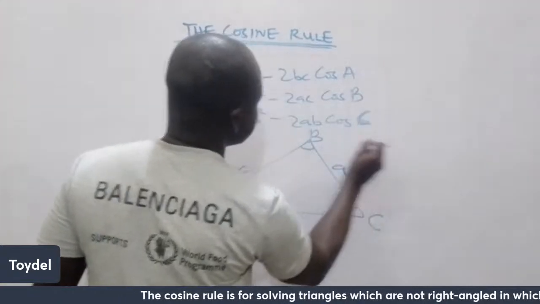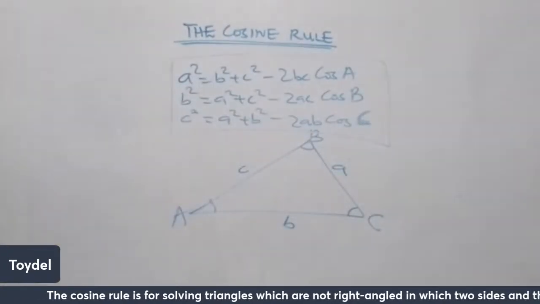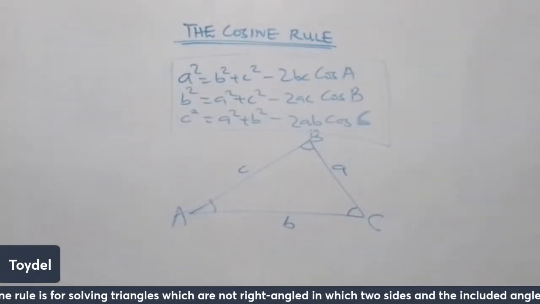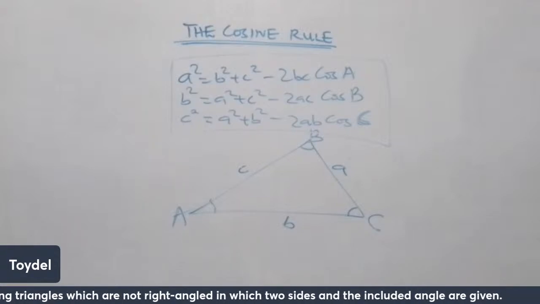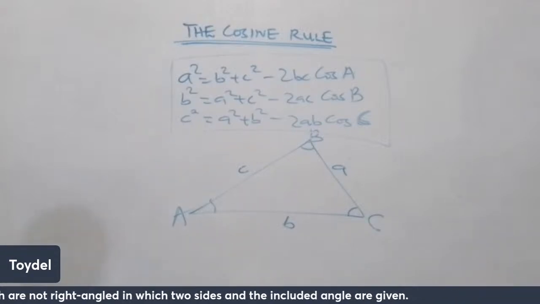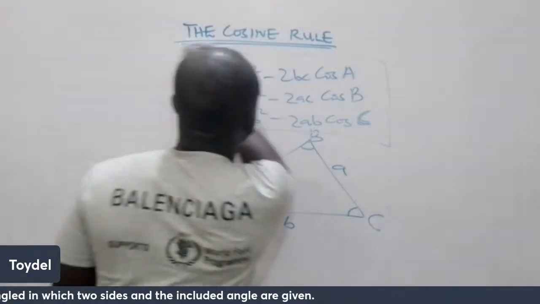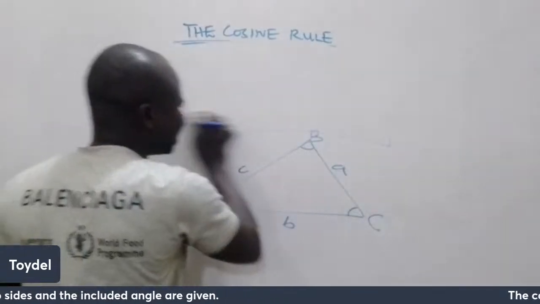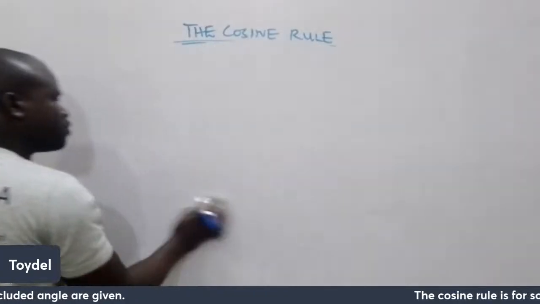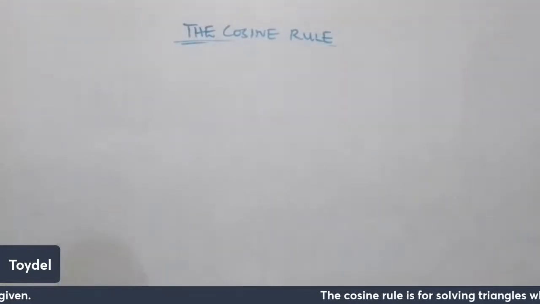So this is the cosine formula. What we have on the board is actually the cosine formula. So we are going to take two examples under the cosine formula. That will prepare us to be able to introduce a concept called bearing and distance. Our target is to be able to solve problems under bearing and distance.